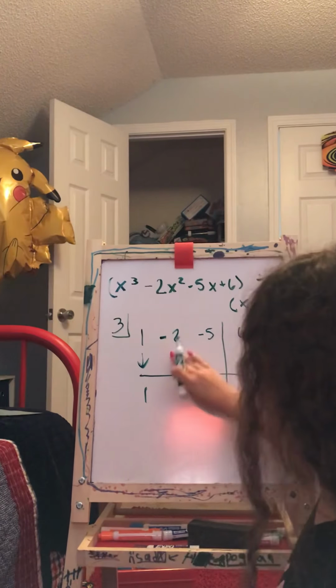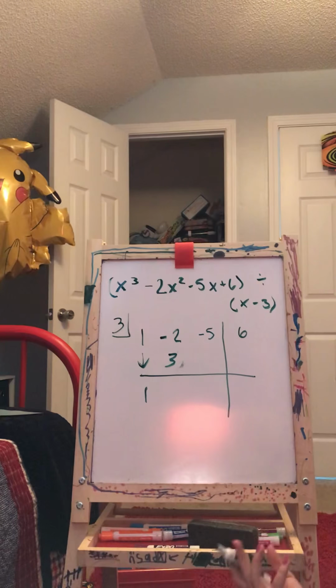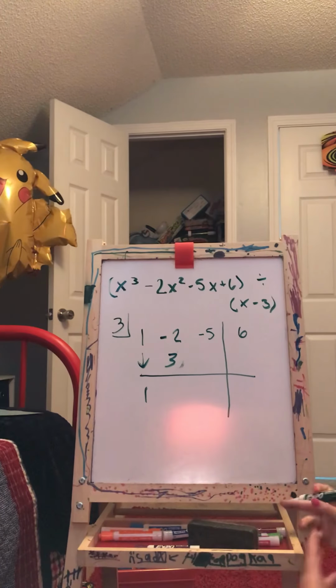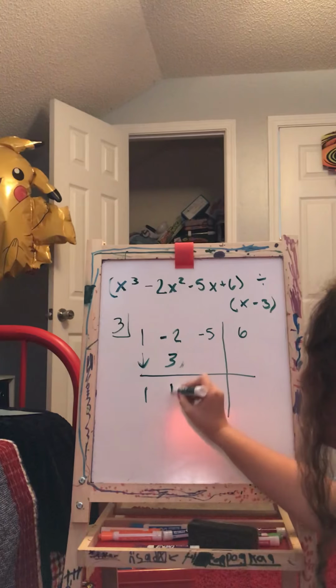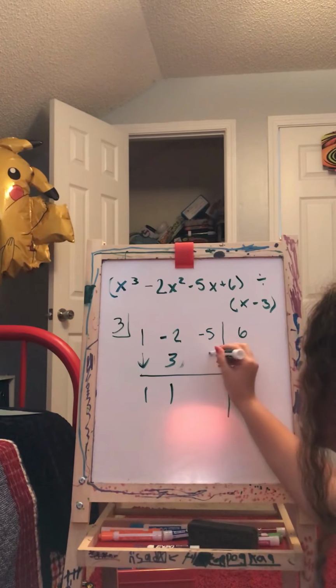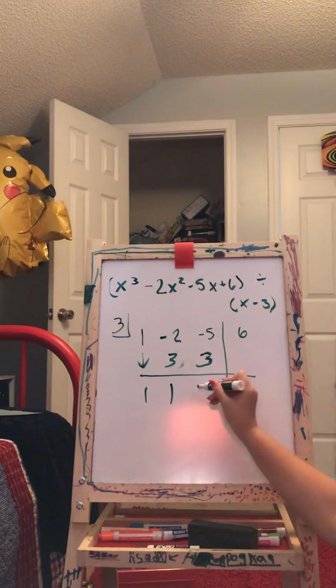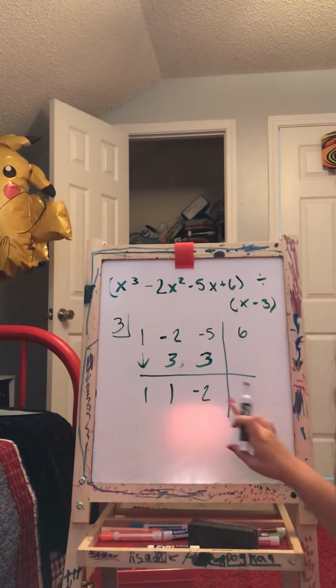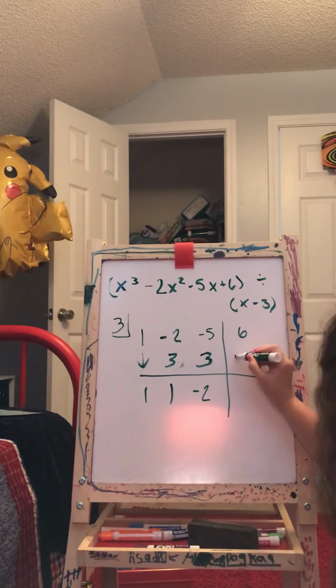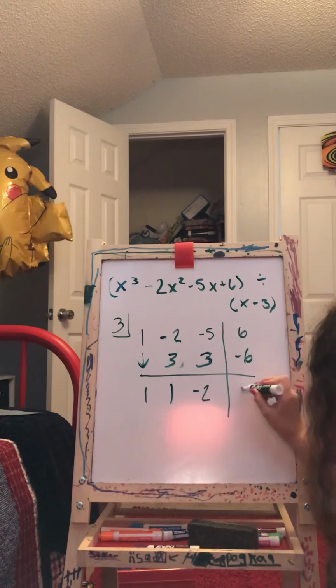Oh my gosh, I'm sorry, I can't write. It's going to go right here. Negative 2 plus 3 is 1. Again, 1 times 3 is 3. Negative 5 plus 3 is negative 2. Okay. Negative 2 times 3 is negative 6. And this is going to give you 0.